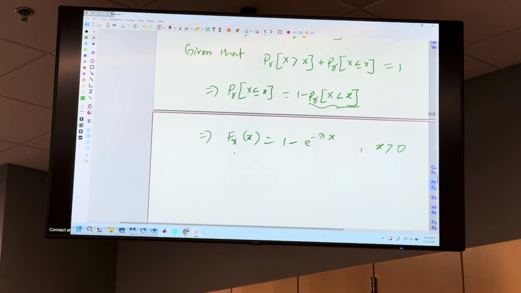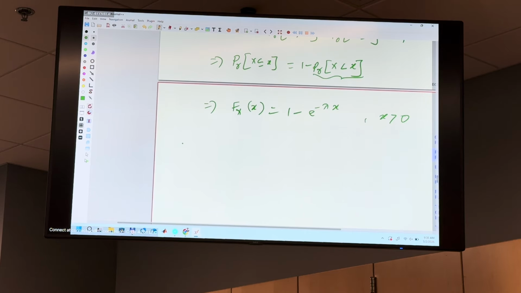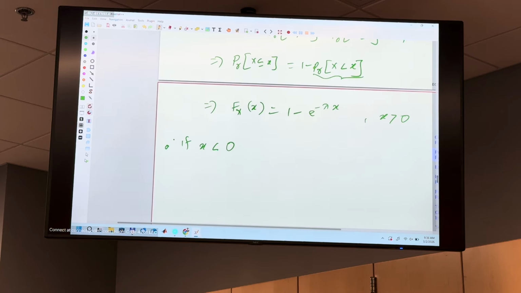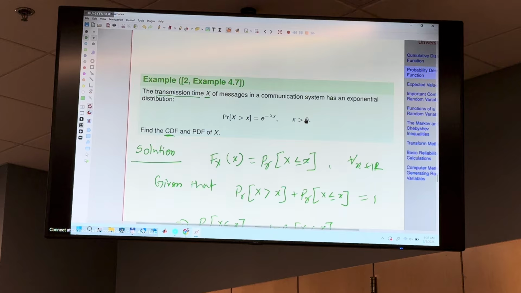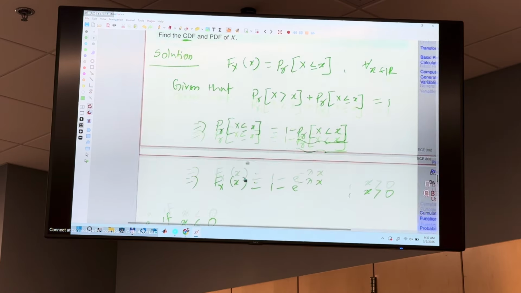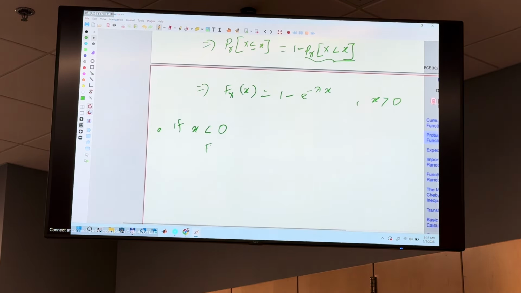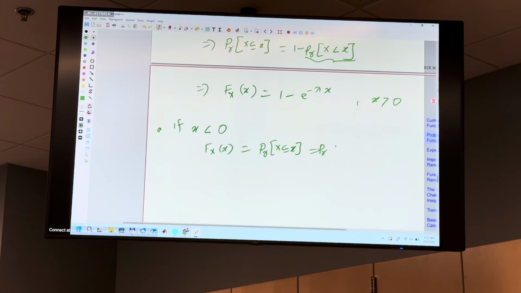Now look, when you define f sub x, it has to be defined over the entire real line. How do you do that? If x is strictly less than 0, so again I'm going back to the condition, then this is an impossible event. So if x is strictly less than 0, then f sub x is the probability that X is less than or equal to 0, which is basically an impossible event.